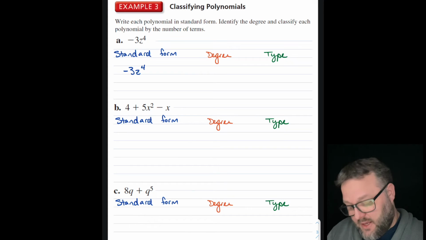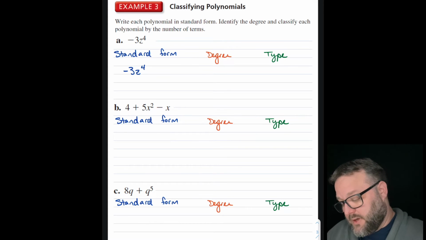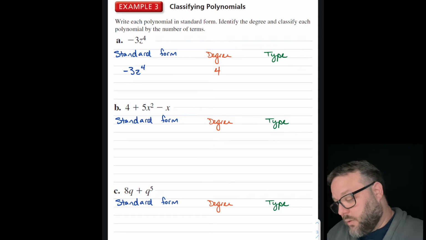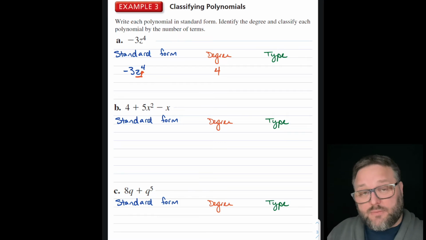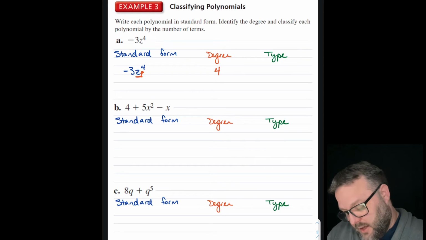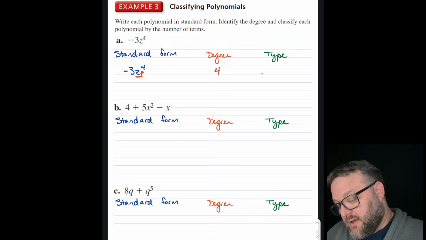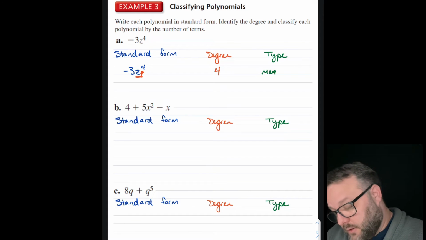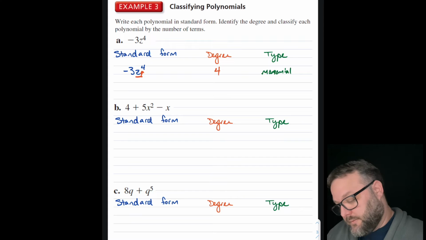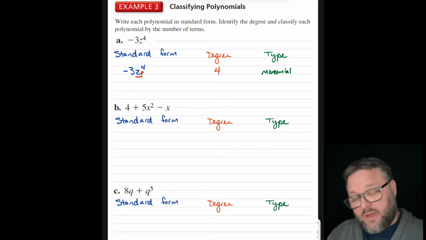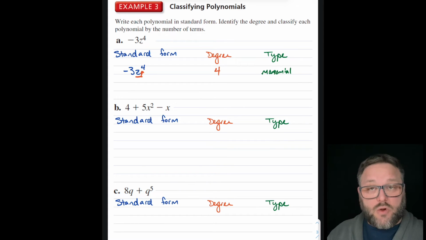Now, the degree that this first one is written in is to the fourth degree because the only variable is the variable z, so I look to its exponent. Its exponent is 4, therefore it's the fourth degree. And the type that it is, it's a monomial. Monomial. All right. On B, we have 3 terms, or we have 3 polynomials.